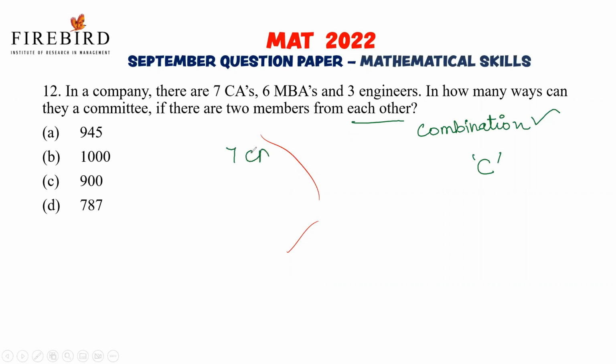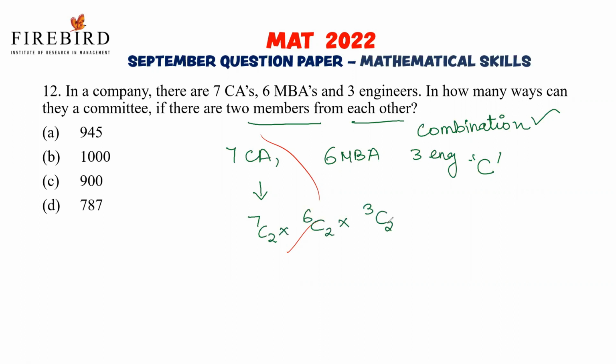So there are 7 CAs, 6 MBAs and 3 engineers. In how many ways can the committee be formed if there are 2 members from each? You are going to select 2 CAs from 7, 2 MBAs out of 6, and 2 engineers out of 3. So 7C2 into 6C2 into 3C2. So 7 into 6 divided by 2 into 1, into 6 into 5 divided by 2 into 1, into 3 into 2 divided by 2 into 1.